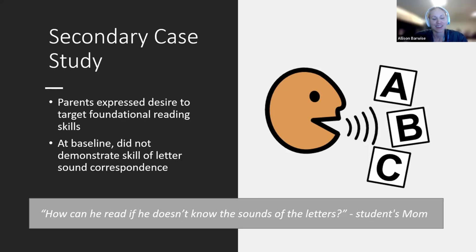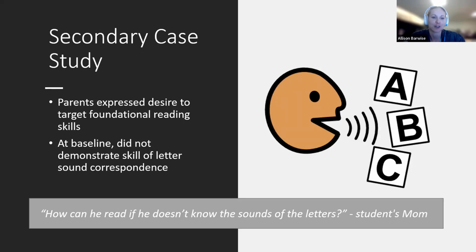What initiated this change in his goals came from the parents. This is something we wanted to highlight as a really helpful technique for helping motivate a team and initiate change, because parent input can really help get teams on board for new things. This mother was a really strong advocate for her student, and she really expressed the desire to target those foundational reading skills because she didn't feel like it had ever been explicitly taught with her student, and really wanted to zone in on that.